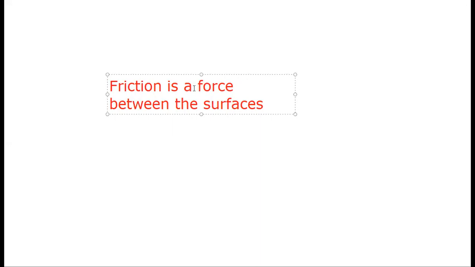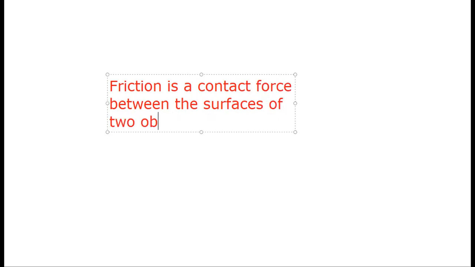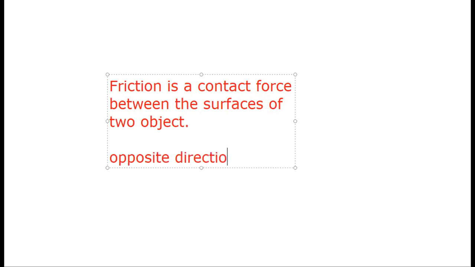What is the meaning of contact? That the two objects are touching. It is a contact force between the surfaces of two objects, okay? And this force is always in the opposite direction of motion.